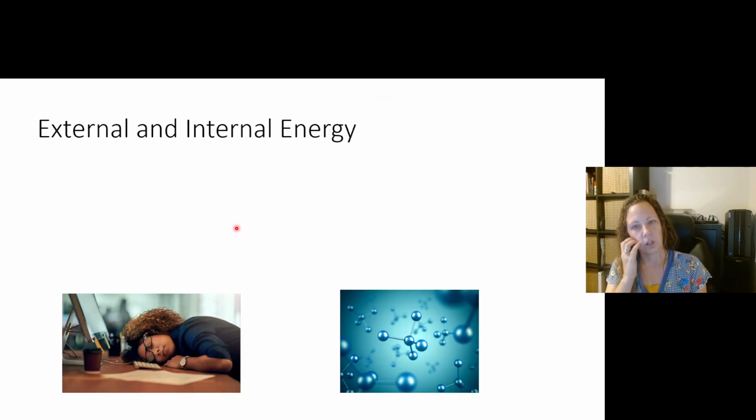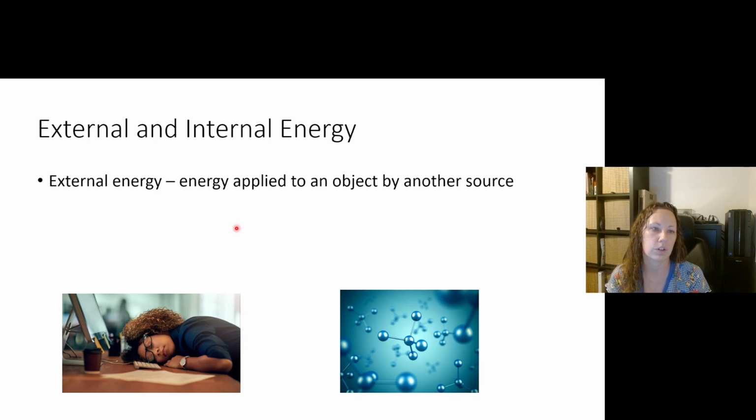So the book also breaks down the kinetic and potential energy into external and internal energy. So you can have external kinetic, external potential, internal kinetic, internal potential energy. And it defines external energy as energy applied to an object by another source. Essentially, you can see that thing moving, okay? Whereas internal energy is the energy within the object.